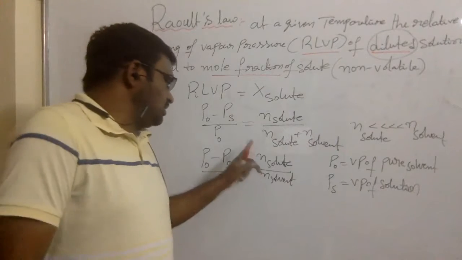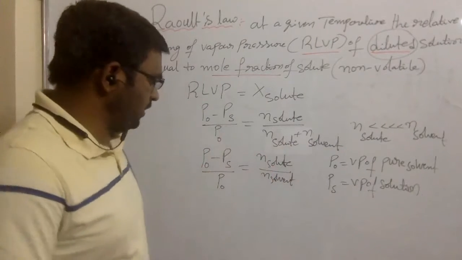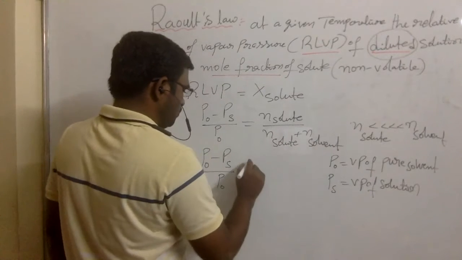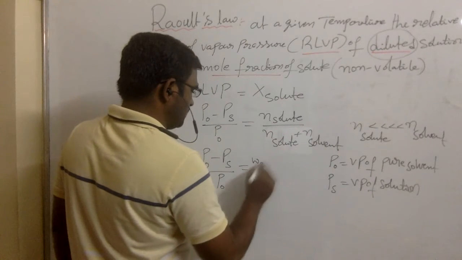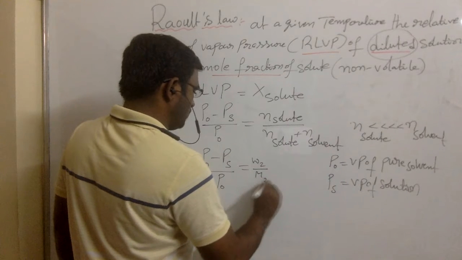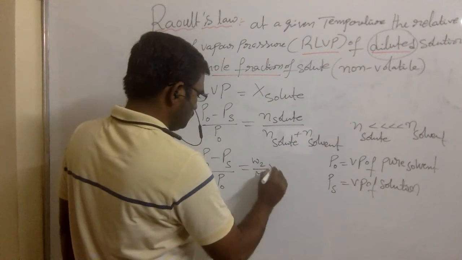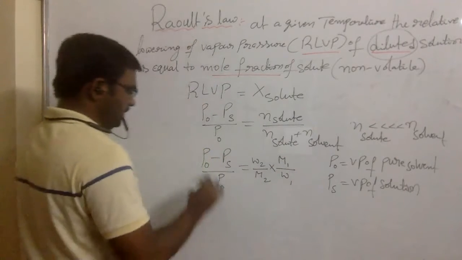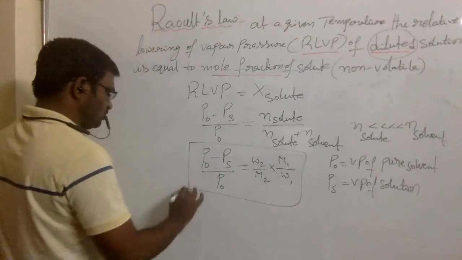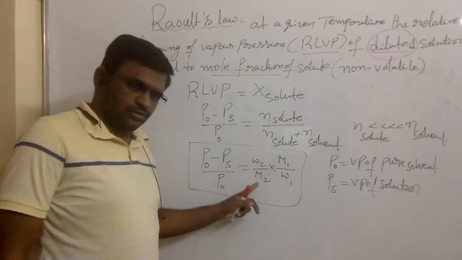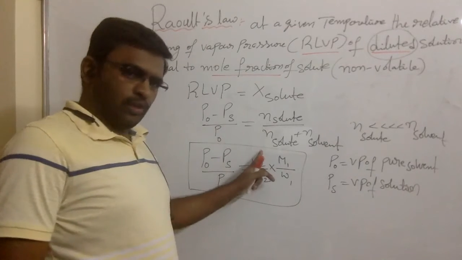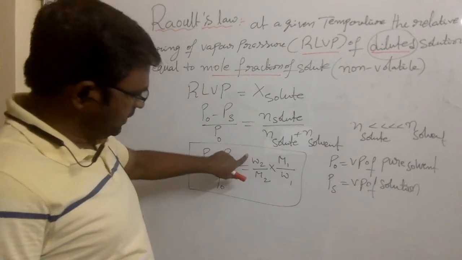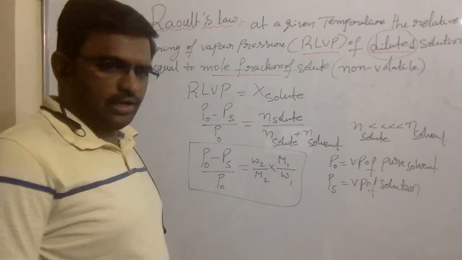You know how to calculate the moles. Moles of any compound is equal to given weight by molecular weight. So finally, this formula changes into moles of solute, the weight of solute represented by W2, by the molecular weight of solute M2, into the molecular weight of solvent by the weight of solvent. See students, maximum students generally confuse these terms. Don't confuse this. 2 represents solute and 1 represents solvent. W indicates weight and M indicates molecular weight.